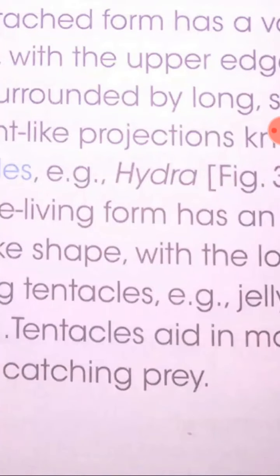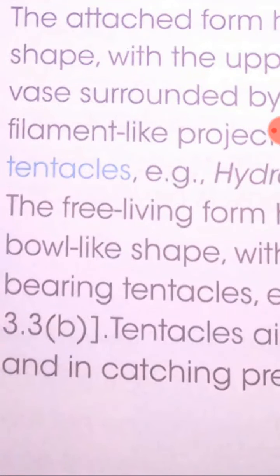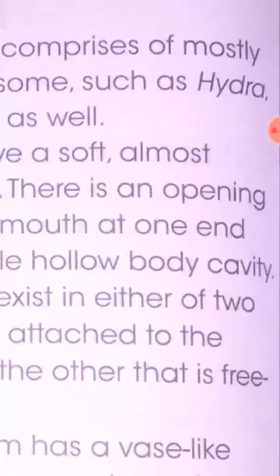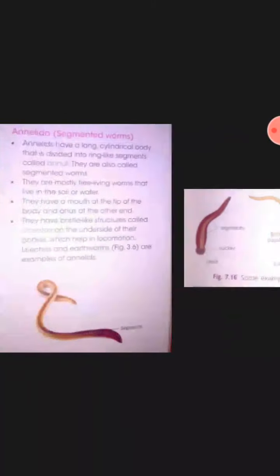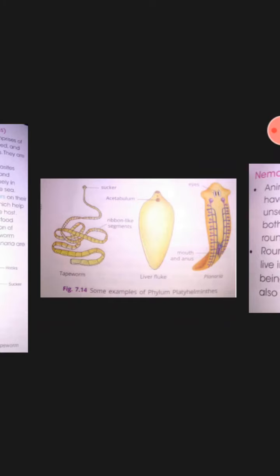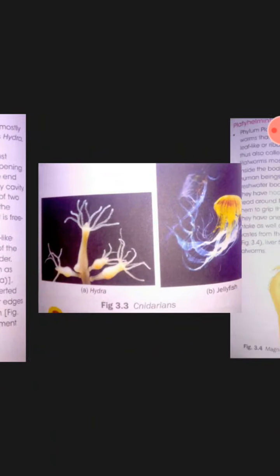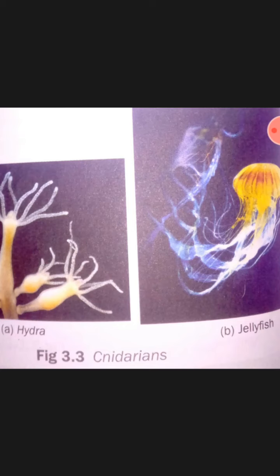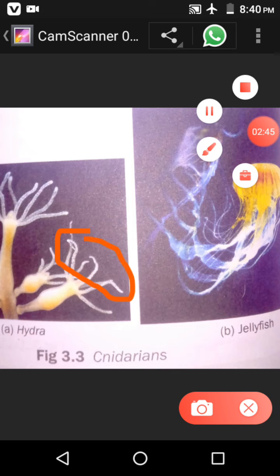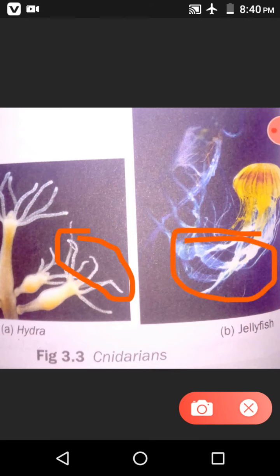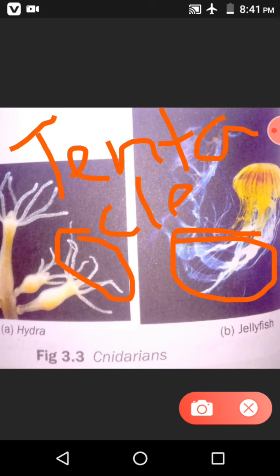Its function is movement as well as helping in catching prey. Examples of it are hydra and jellyfish. In the diagram of hydra and jellyfish, you are able to see those slender projections. Those are the tentacles, which help in catching prey as well as in movement.